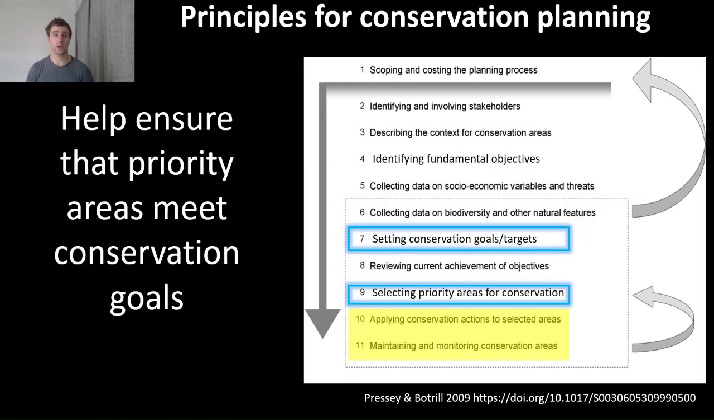These principles also help with ensuring that priority areas meet your conservation goals. Some of these principles are related to how the selection of priority areas happens in these analyses, based on your conservation goals and targets. By following these principles, you can help ensure that you've identified suitable priority areas, which means that when it comes to implementing them at step 10 and then maintaining and monitoring at step 11, that's all happening based on the best available understanding of how this should be done.